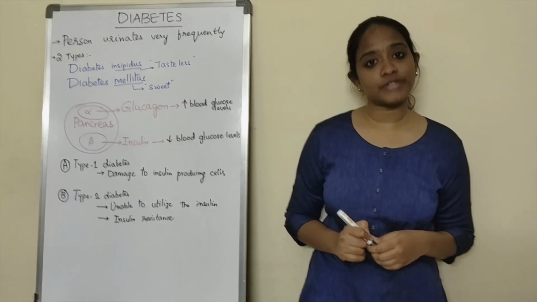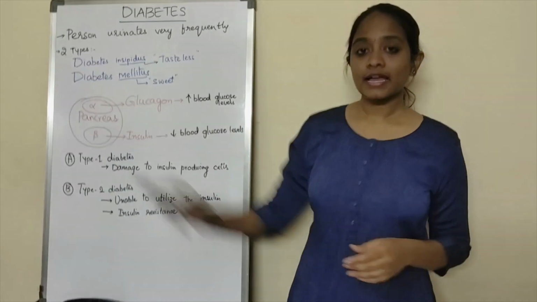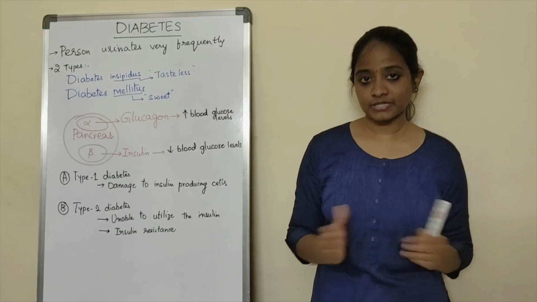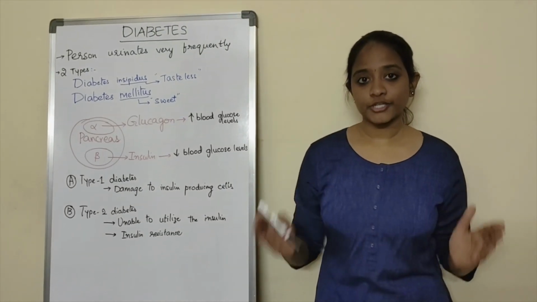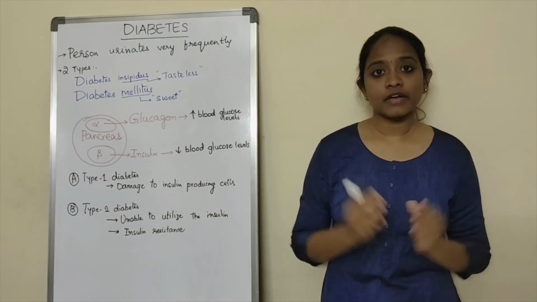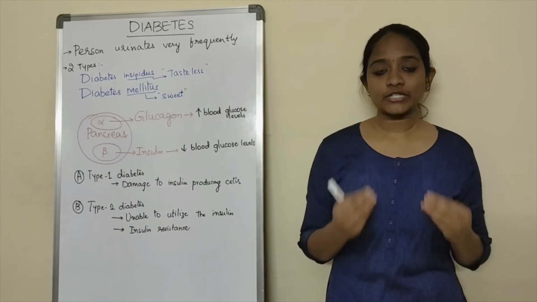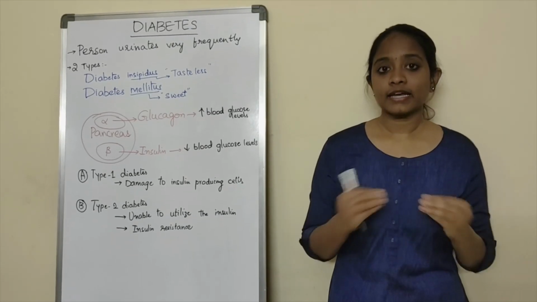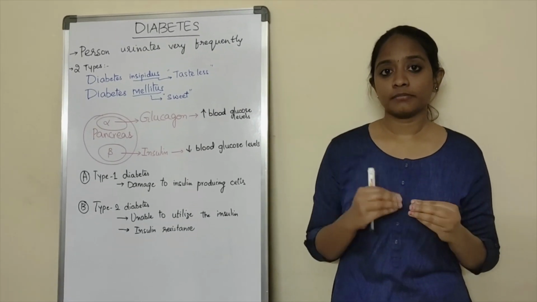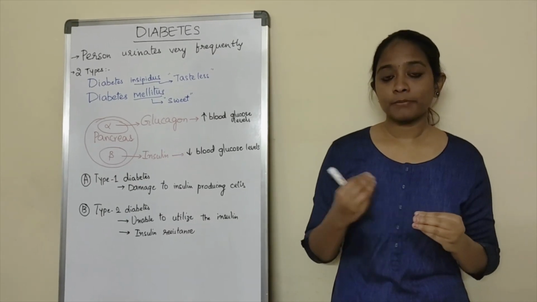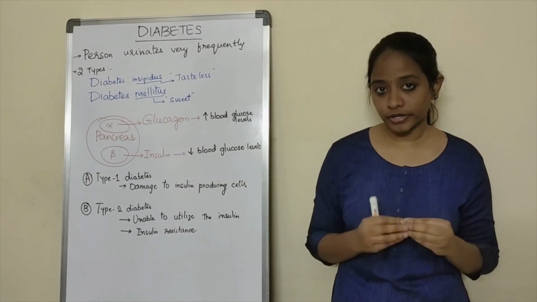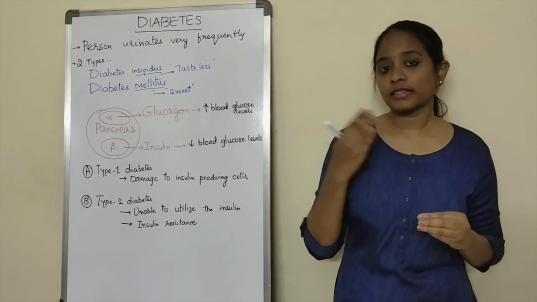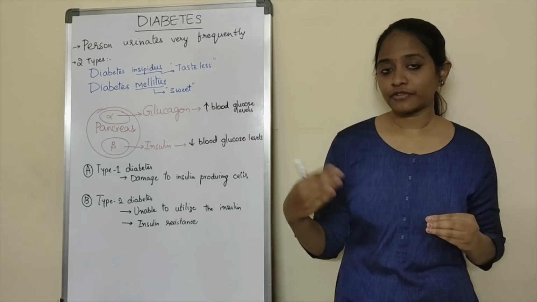Diabetes is mainly of two types, diabetes insipidus and diabetes mellitus. Now let us discuss diabetes insipidus. Diabetes insipidus is a condition caused by low levels of vasopressin in the body. Vasopressin is an anti-diuretic hormone, which means it helps in maintaining the body fluids. It helps in preventing loss of fluid from the body. So when this hormone is at low levels in the body, there is excessive loss of fluid from the body.